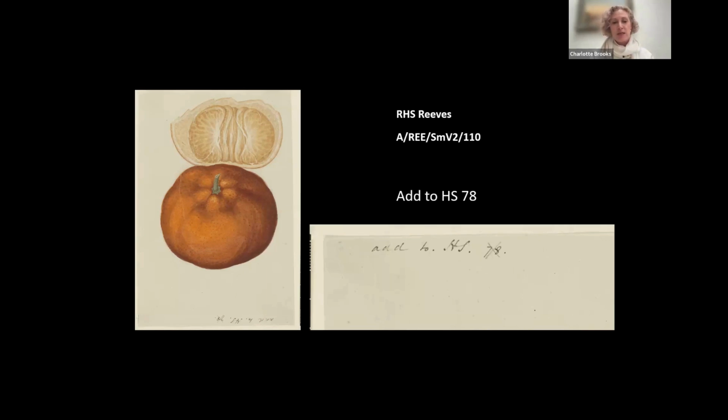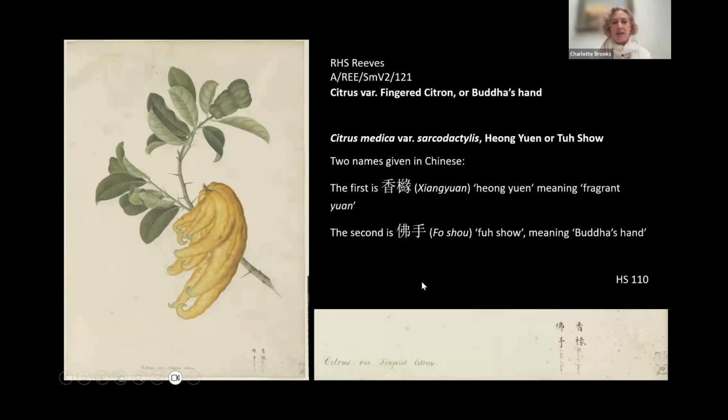So he's using these in tandem as a means of keeping track of his plant specimens and his illustrations. And then finally, this citrus is particularly interesting because we've got two variations on a plant name with transliteration. The common name for this particular variety of citrus is now known as the Buddha's hand.